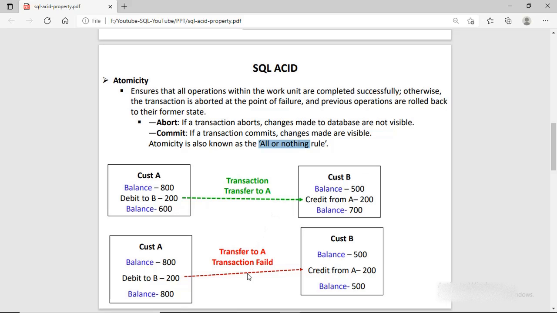Now, in case the transaction fails, what happens? Balance is 800 and the transfer of 200 to B is done, but the transfer failed. Now the balance for A is again 800 and the balance for B is the same. It means both entries failed, the data is rolled back, and the state of the database is changed back to what it was previously. So this is called atomicity, meaning all or nothing.